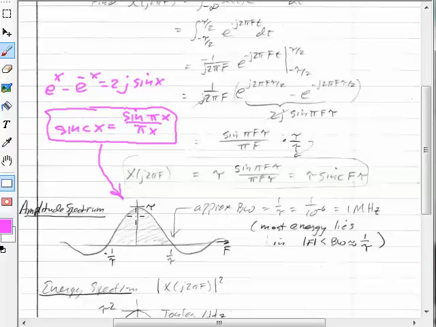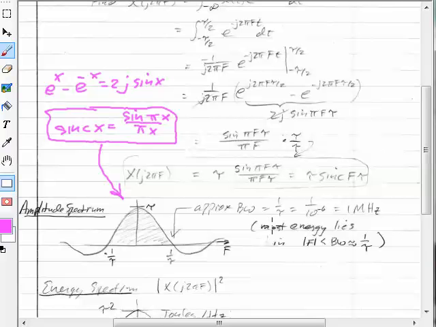Well, here's the sinc function. Remember, it has unit height at the origin. Unit height times tau means its total height is tau. And it has zero crossings whenever the argument is equal to 1. So whenever f is equal to 1 over tau, we're going to have a zero crossing. So the first zero crossing is 1 over tau. So there's the amplitude spectrum of a single rectangular pulse. It's just a sinc function.